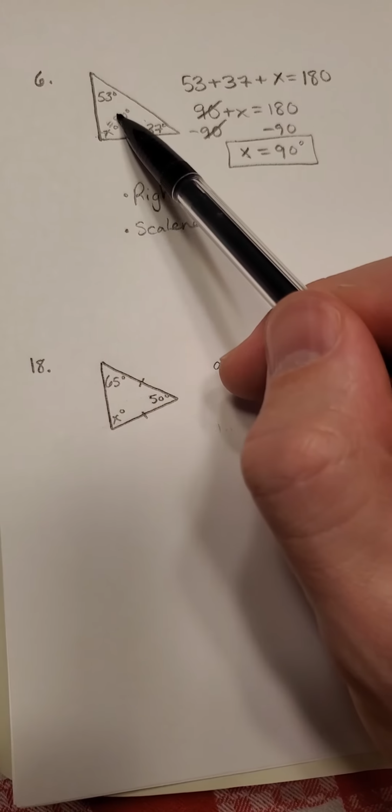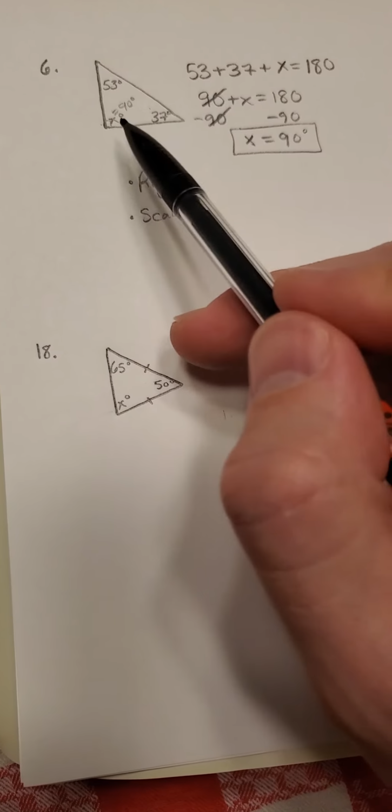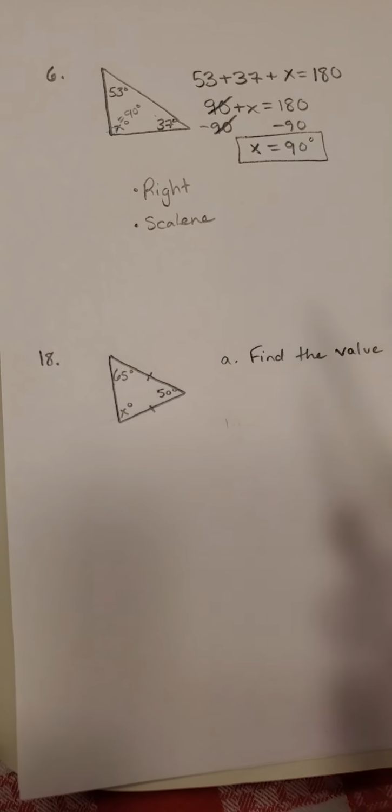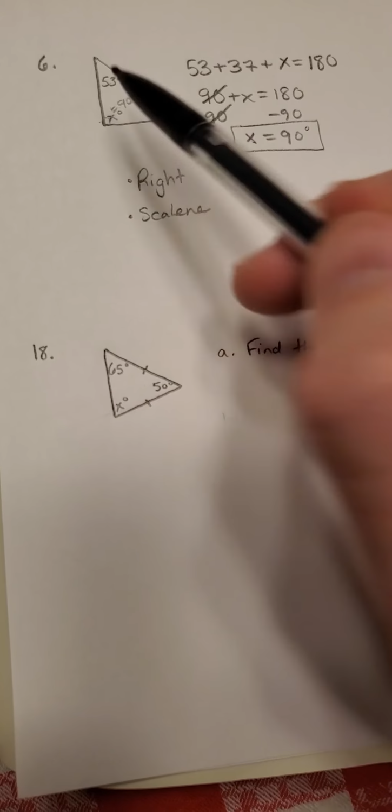It can't be obtuse if it's a right triangle, because an obtuse triangle has exactly one obtuse angle, and this has a right angle. It's not greater than 90. It can't be acute because an acute triangle has all 3 angles that are less than 90.